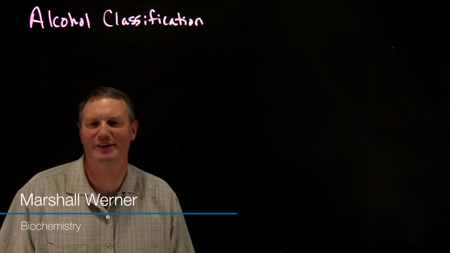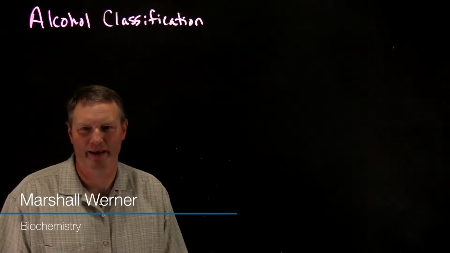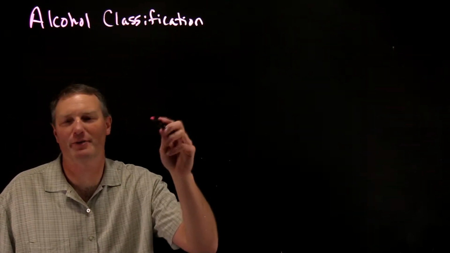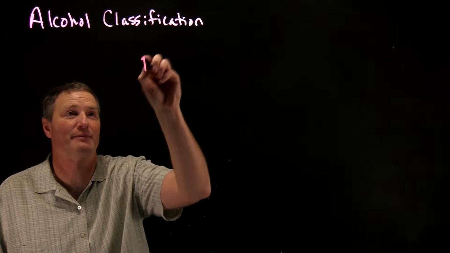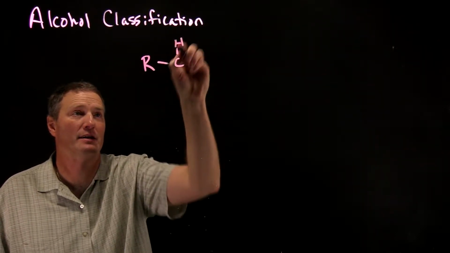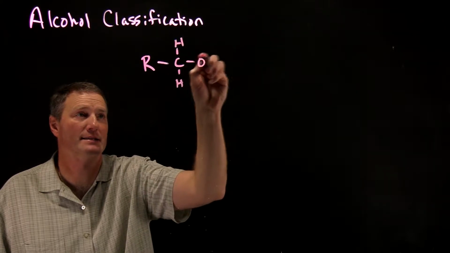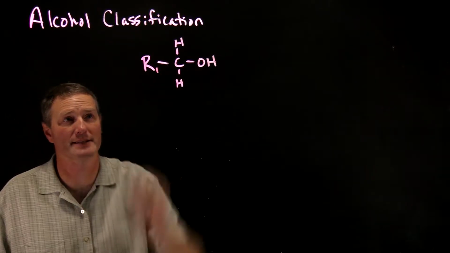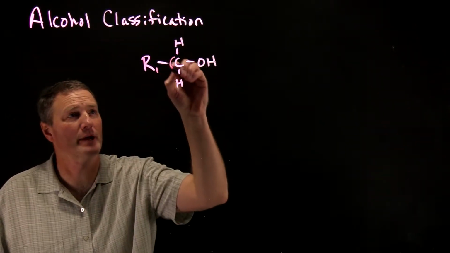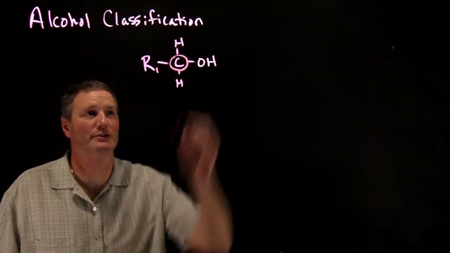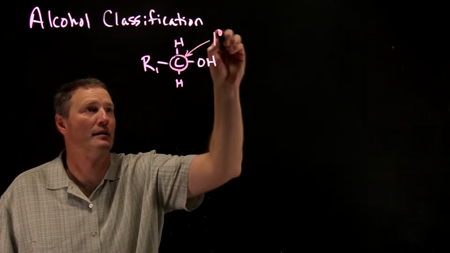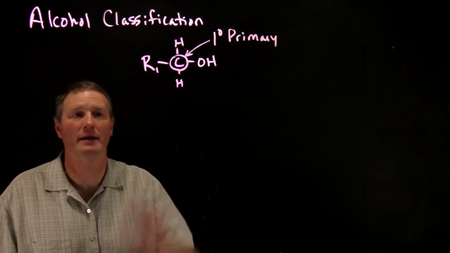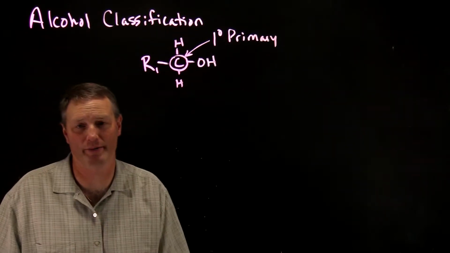Hi, in this video we're going to take a look at alcohol classification. So when you talk about alcohol classification, what we're really looking at is the number of carbon groups coming off of the alcohol carbon itself. So I could have a compound like this that just has one alkyl group. We'll just call that R1, let's say. This carbon right here can be classified as what's called a primary alcohol. So it only has one carbon substituent coming off the alcohol carbon.